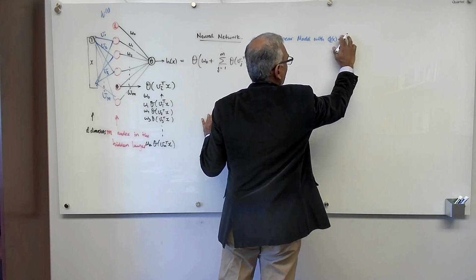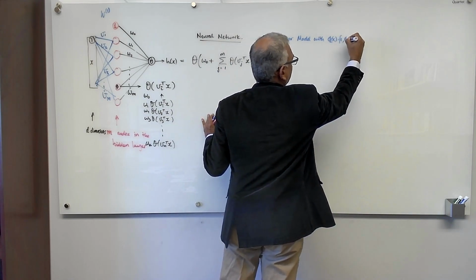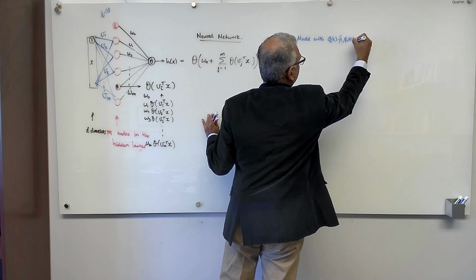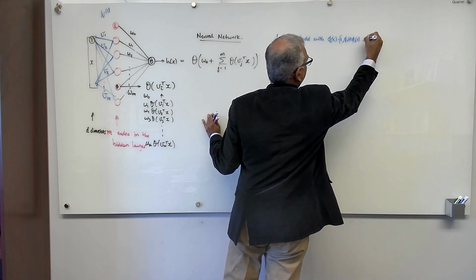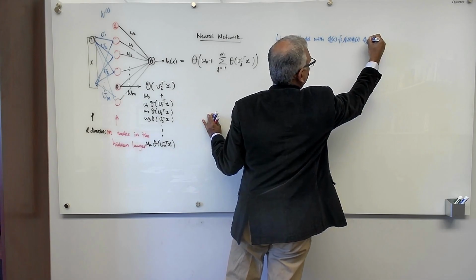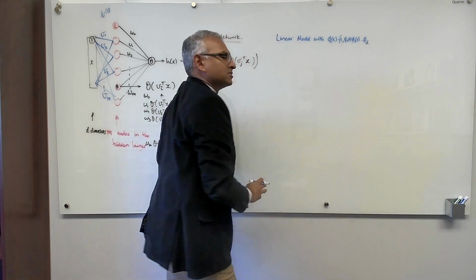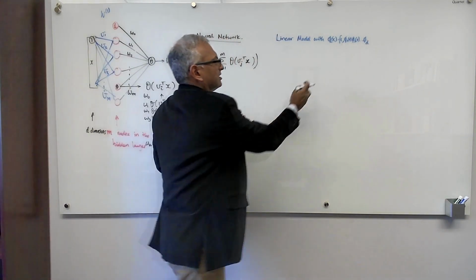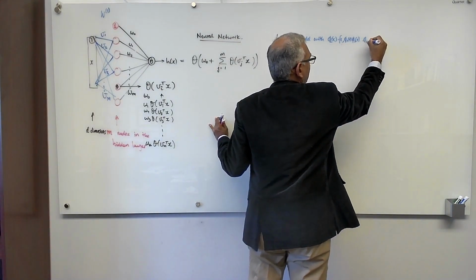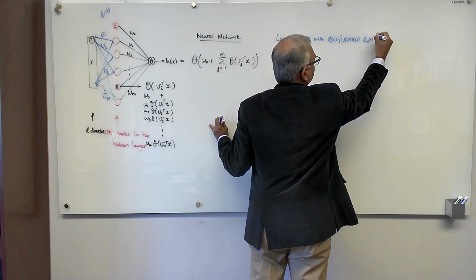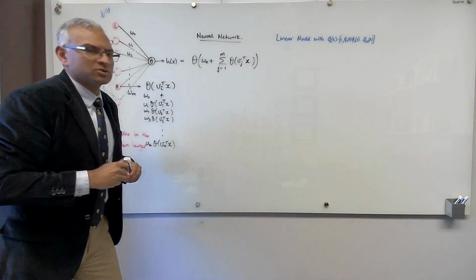Linear model with phi of x, which has an augmented 1, and then phi 1 of x, phi 2 of x, all the way to phi, remember we called it d tilde of x. But now let me imagine, just for comparison purposes, that d tilde is m. So we go into an m-dimensional space, phi m of x. Okay, so what was the linear model?